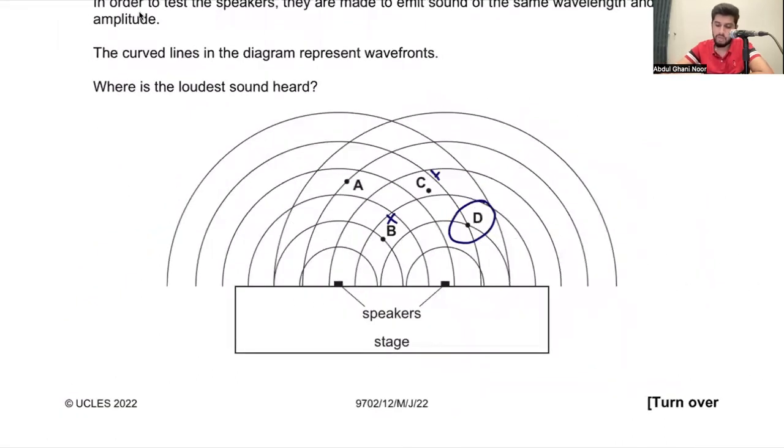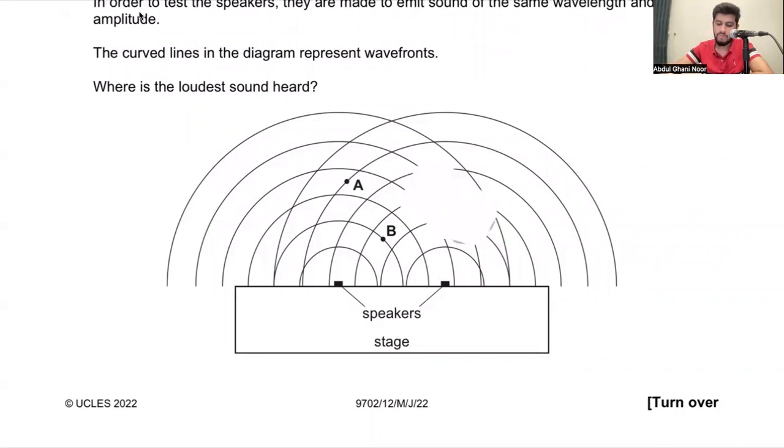Where would there be zero sound? Zero sound will be at A. Zero sound will be at B. A and B would have no sound. In an ideal case, A and B would be zero sound. Clear? At C you would hear something in between, not the highest, not the lowest.